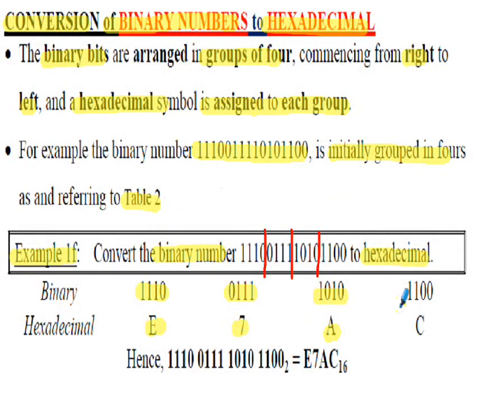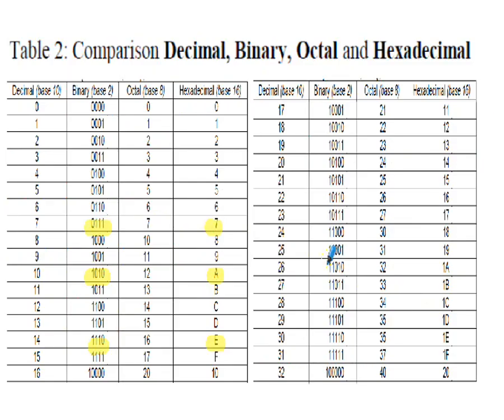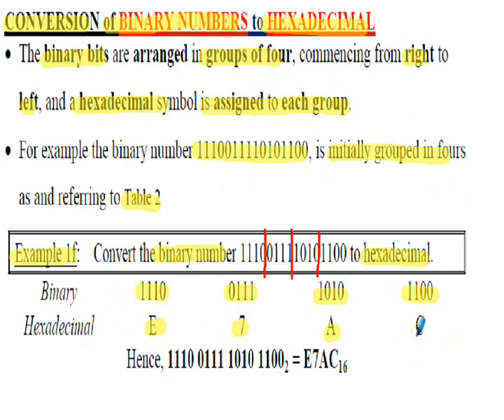And our final group of 4 digits is 1100, so back to our table. 1100 in the binary column is C in hex. So we simply replace that with C. So now our binary number that's given to us in base 2 can be written as E7AC in hex.